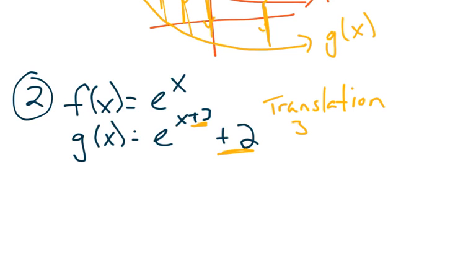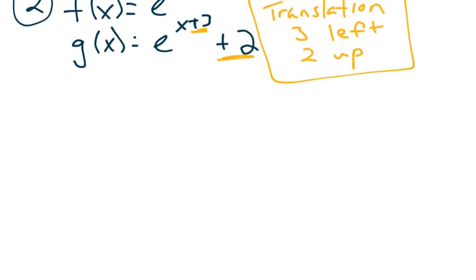We're going to go 3 units and 2 units. The plus 2 on the end is the vertical side of it, so that would be up. The 3, remember with horizontal translations it's always backwards. Normally we think plus 3 would be 3 units to the right on the number line, but with translations it's backwards. That's actually going to be 3 units to the left. So there's our transformation. It's just a translation, 3 units left and 2 units up.